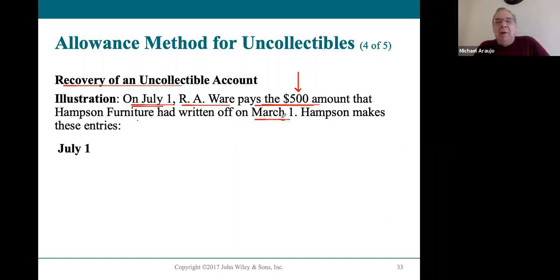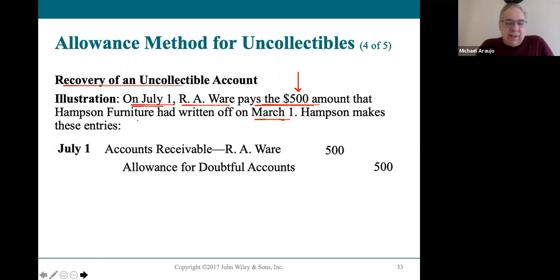They're very happy to collect the cash. That's what accounts receivable is supposed to be anyway. It's supposed to turn into cash. So what they do on July the 1st is they reestablish his receivable. They put him back on the books, and they move that money back into the allowance account for some other schmuck.